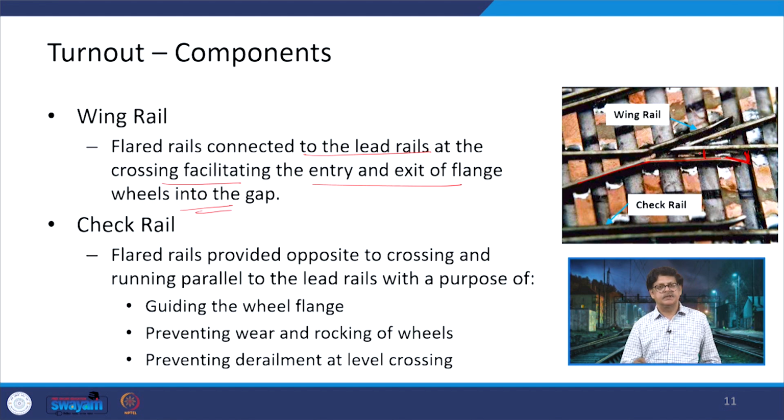So, whatever the gap is there, in that the trains are going to move. Similarly, the check rails are provided on the other side, again a flared section is being given. These are provided on the opposite side to the crossing and they are running parallel to the lead rail. So, this one is the lead rail, here also we have a lead rail, and what they do is guide the wheel flanges, prevent wear and rocking of the wheels, and prevent derailment at the level crossing. So, these are a few of the points which we have discussed before too.